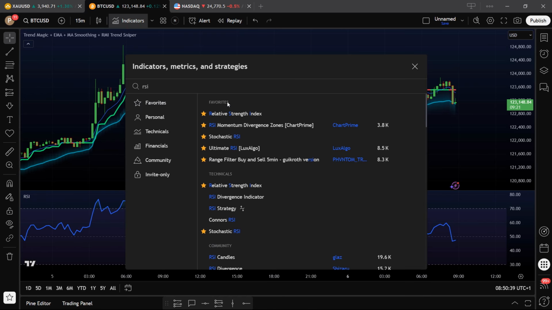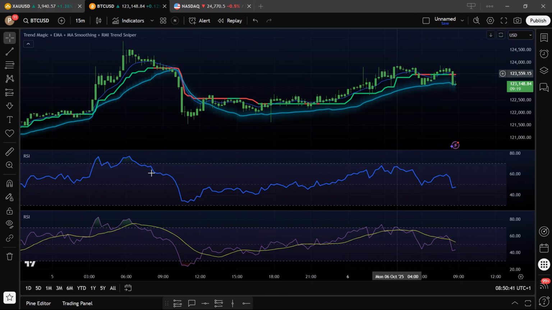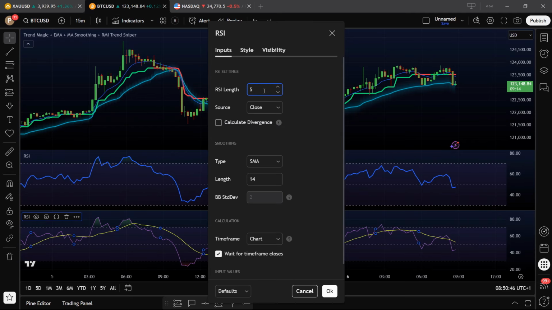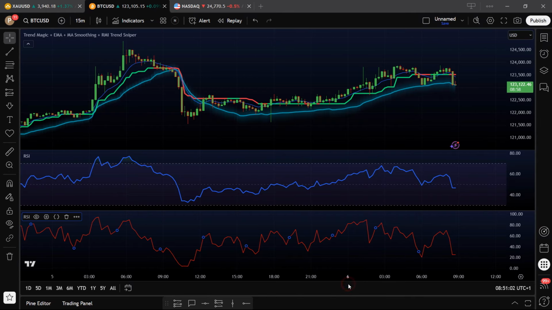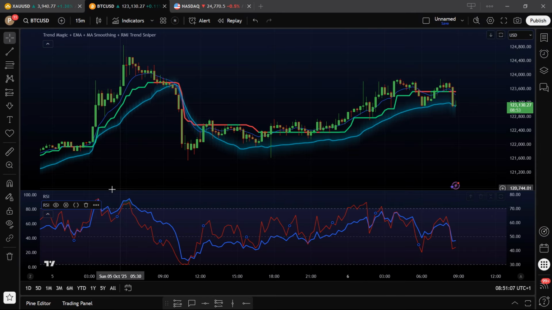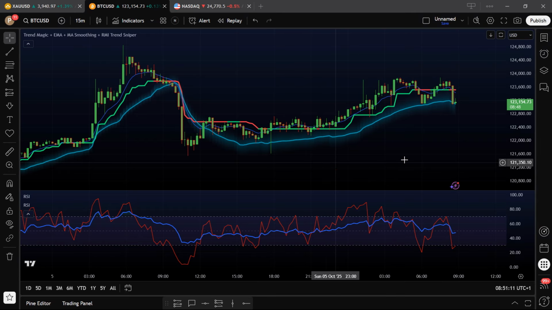Next, add a second RSI. Change its length to 5 and its color to red. This is your short-term momentum and pullback spotter. Now, merge the red RSI onto the blue RSI pane. Then, pin it to the scale. Your momentum catcher is now active.